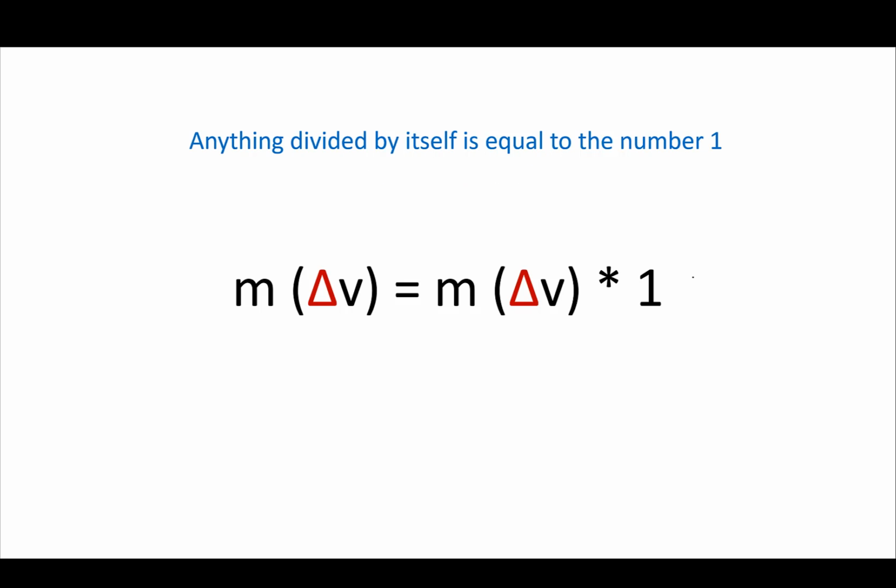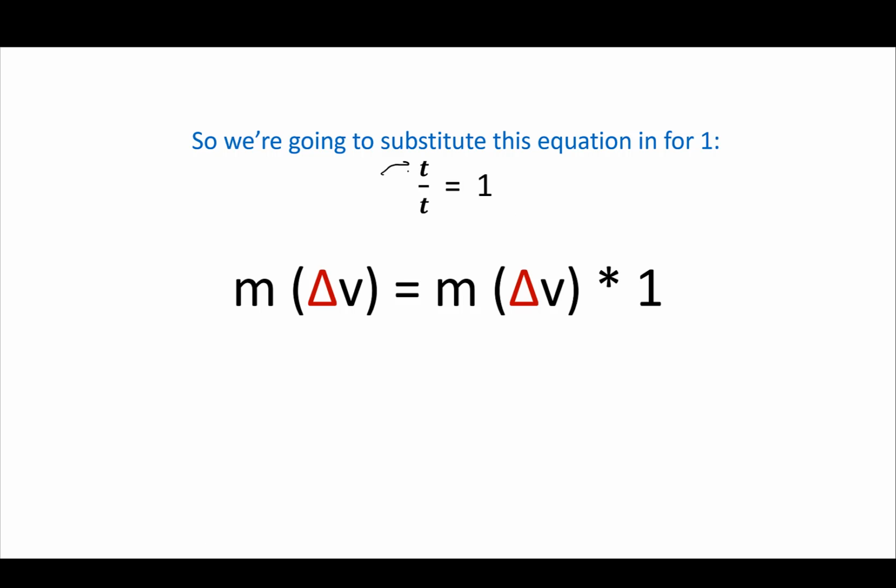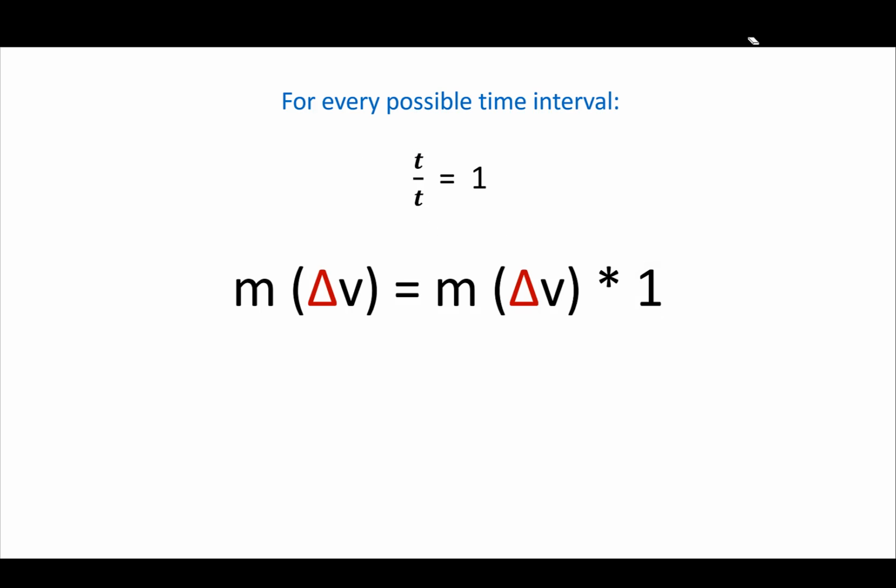Anything divided by itself is also equal to the number 1. So if I have like 5 divided by 5, that's equal to 1. And that's not only true for 5s, that's true for every number, and even variables. So if I have x divided by x, that's also going to be equal to the number 1. And we're going to use this. We're going to substitute this equation for the number 1. The variable t divided by t is equal to 1. The t means time. So we're going to substitute in an alternate version of the number 1, which is time divided by time. Because for every possible time interval, if you divide it by itself, you get the number 1. So you're allowed to do this.